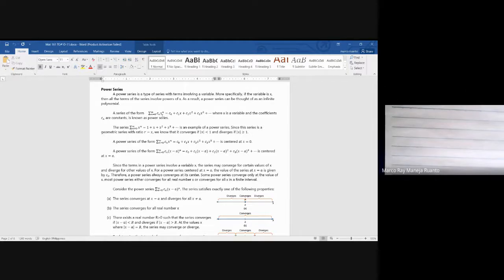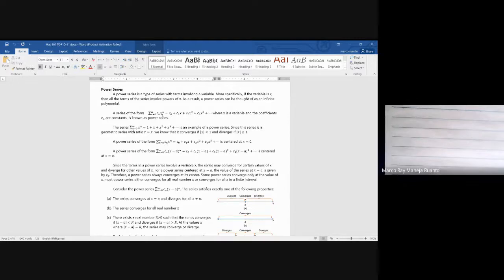There are common methods of how we express a function into a power series. Number one, we can use the geometric series. Number two, we can use the Taylor or Maclaurin series. And number three, we can use the binomial series. So actually, the types of series that I mentioned earlier are all power series.